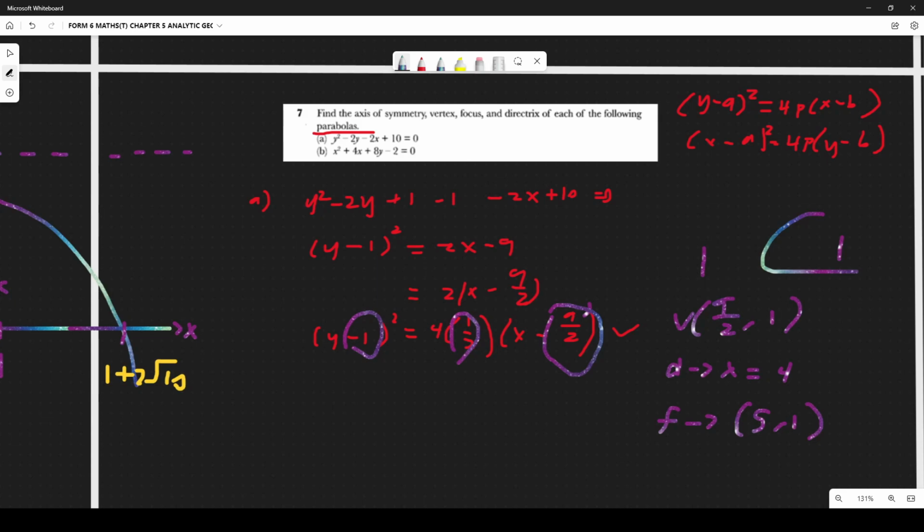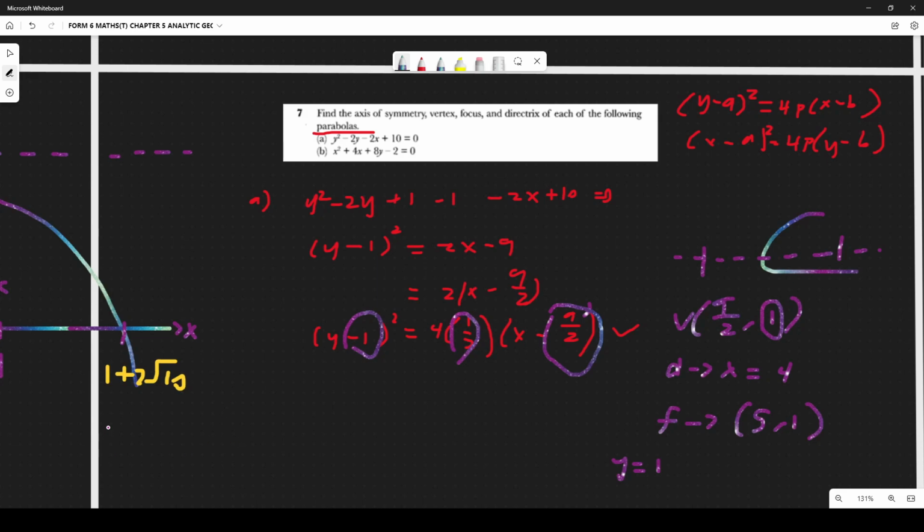So my apologies. Okay. So we know the focus is 5, 1 and the axis of symmetry. Since we know all of these are in 1, we can for sure say the axis of symmetry is basically y equals 1. Okay, y equals 1.